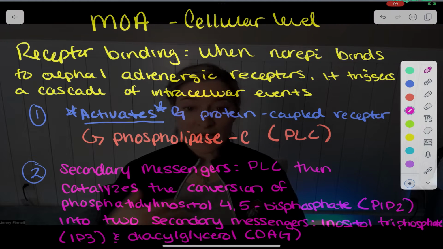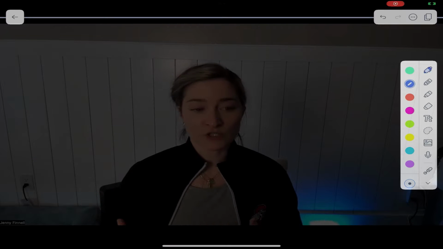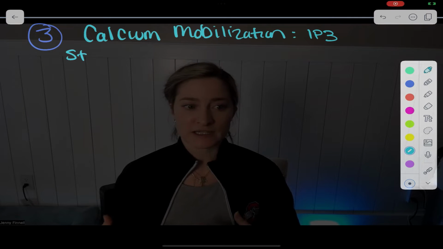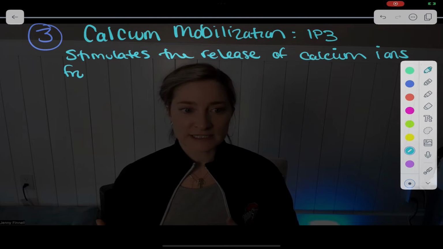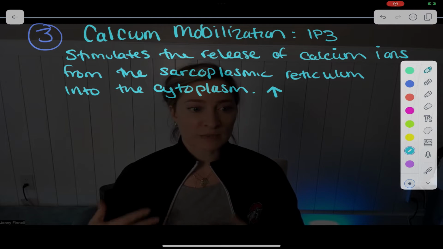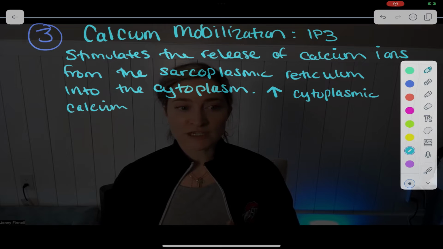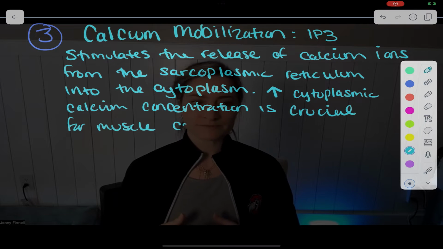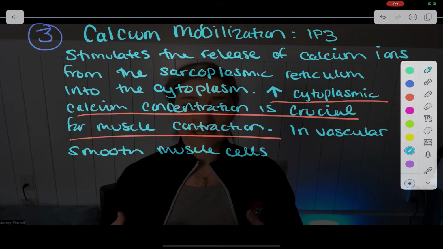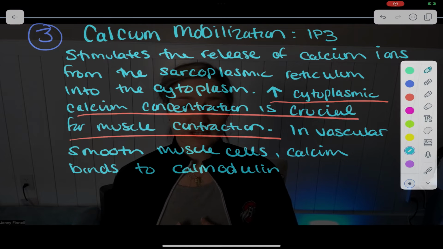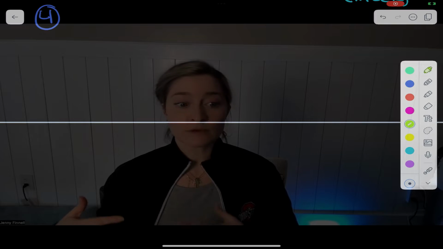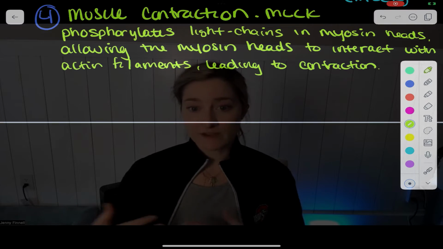Then you have the calcium mobilization, which is where the IP3 stimulates the release of calcium ions into the sarcoplasmic reticulum and then into the cytoplasm. This increased cytoplasmic calcium concentration is crucial for muscle contraction, which ultimately leads to the myosin light chain kinase activation, which then further causes the smooth muscle contraction or the vasoconstriction.